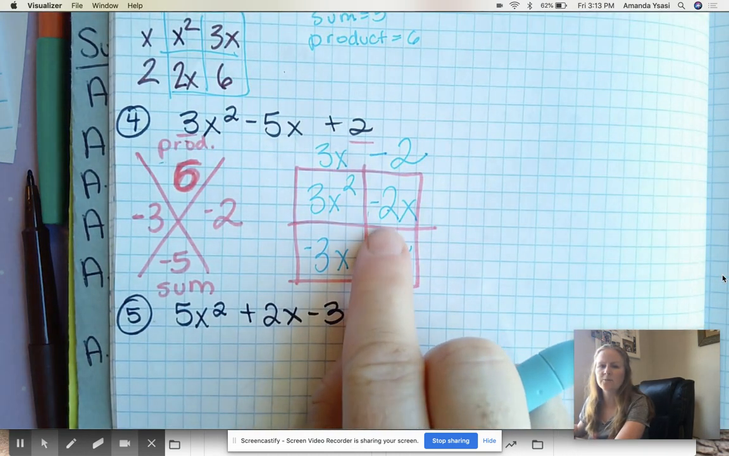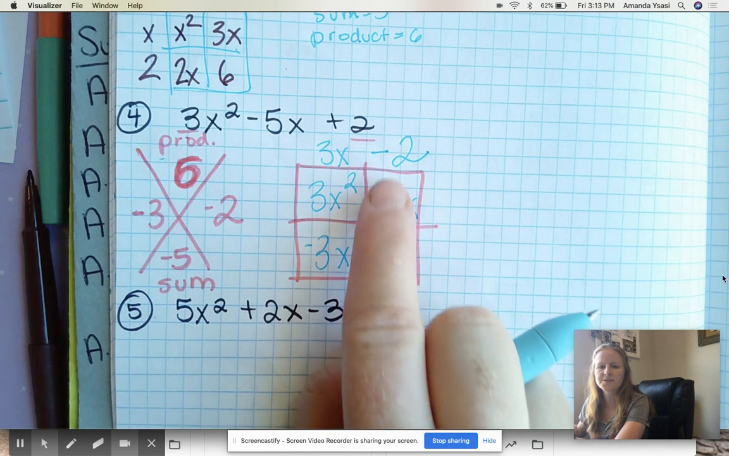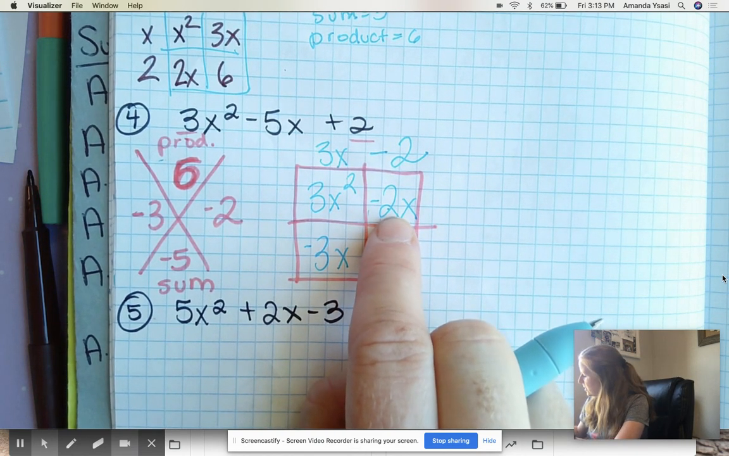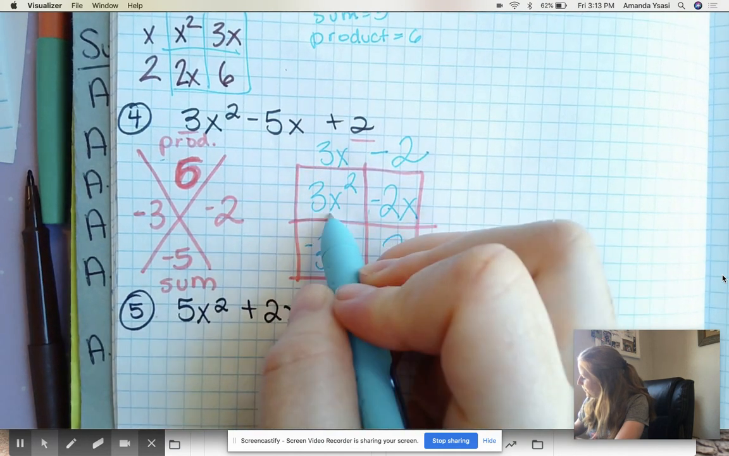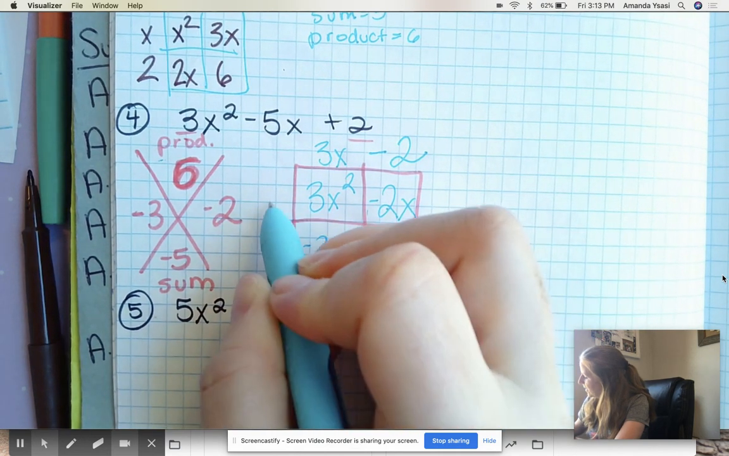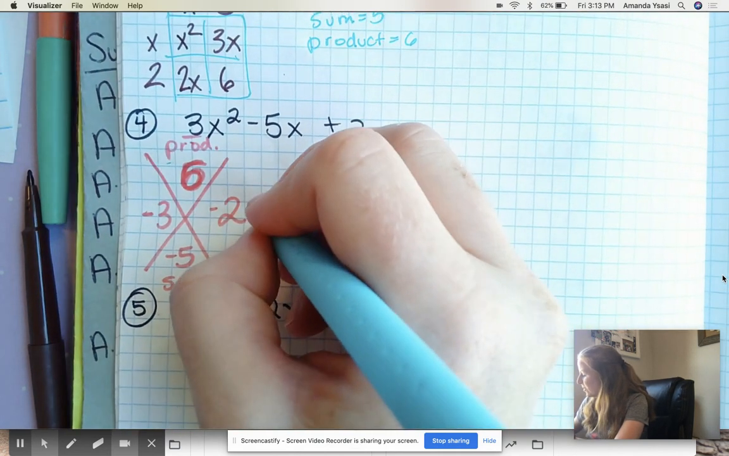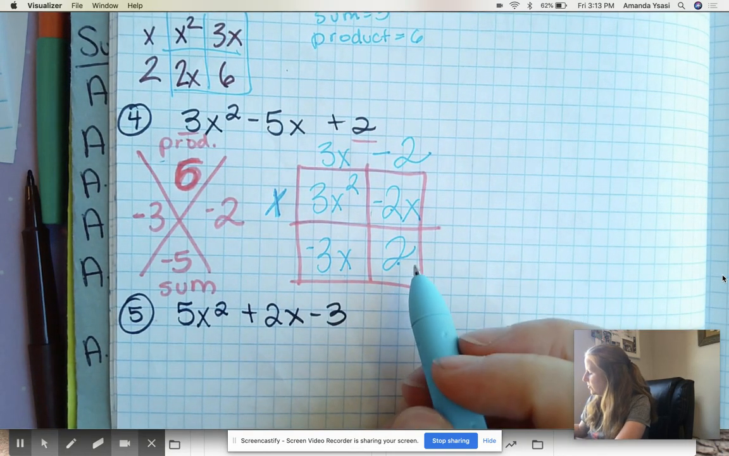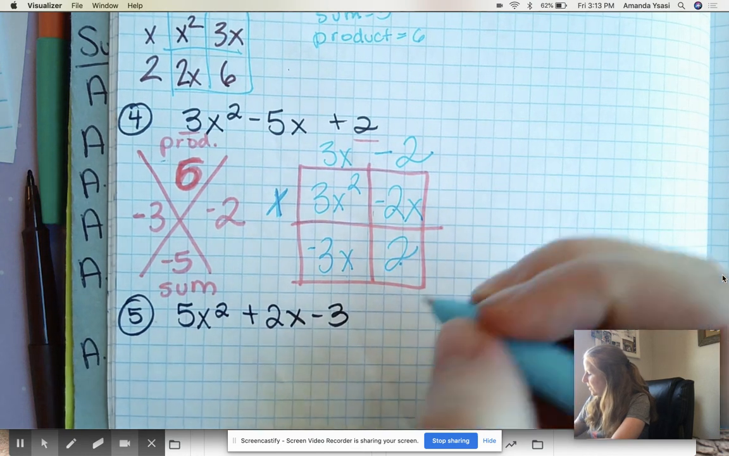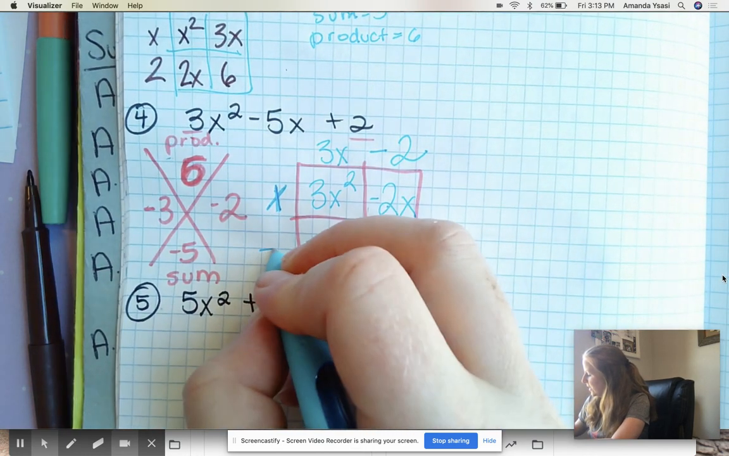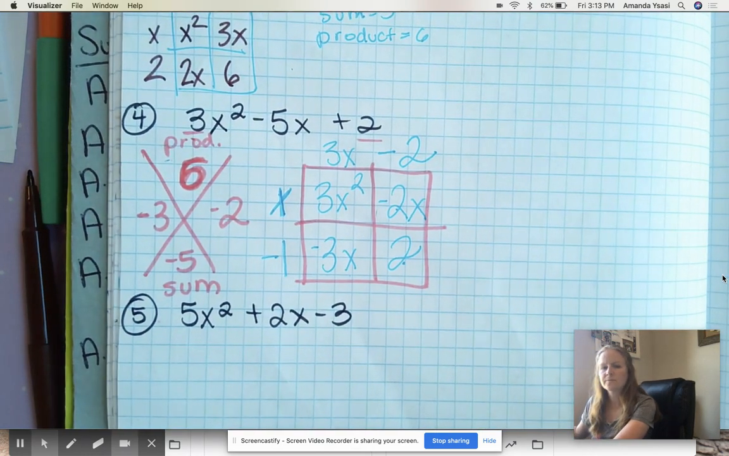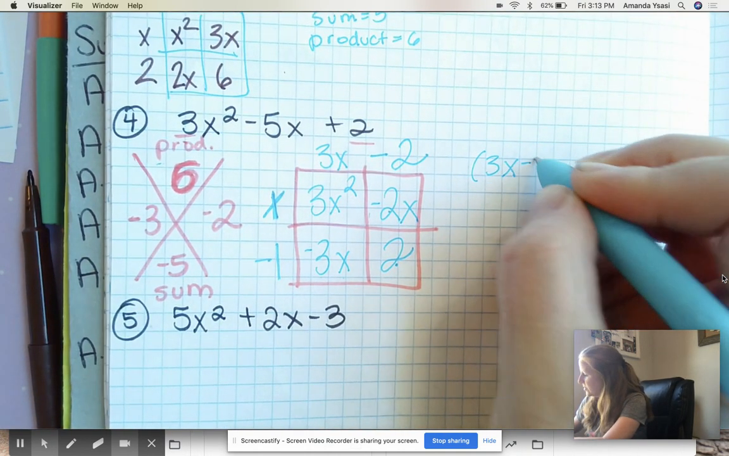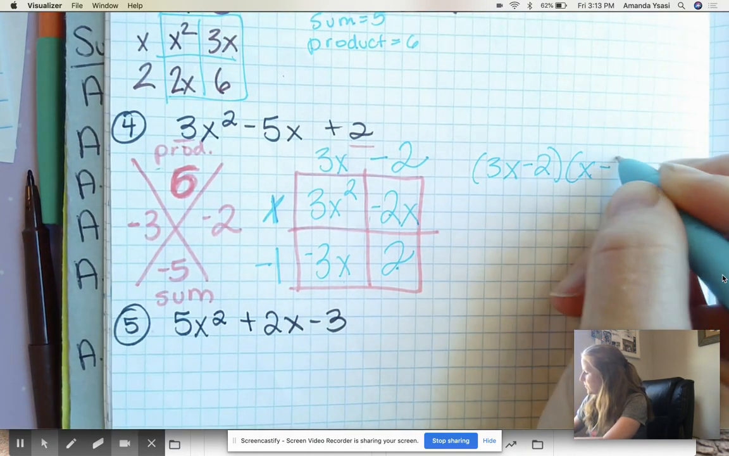Anytime that leading one, so see how this one's on top of that one? This one's first, so that's your leading one. We're going to take out a negative. Okay, and then over here, can't take anything out here, so it's a 1, but really 1x. I should put an x there. And then -3x and 2. That would be, since this is leading, that'd be a -1. Okay, so then we have 3x minus 2 and x minus 1.